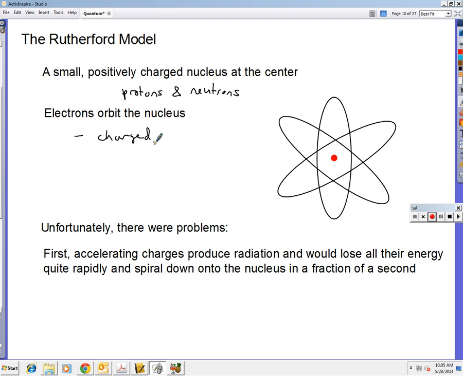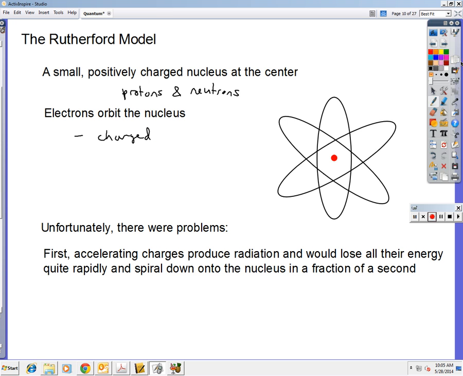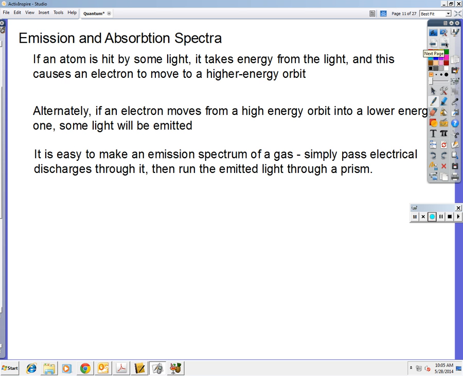And so we know we need something better than that. Quantum mechanics, turns out, will provide that. And now another little bit about emission and absorption spectra. If you take an atom and it gets hit by some light, it takes energy from that light, and that can cause the electron to move into a higher energy orbit. Or if the electron starts in a high energy orbit and moves into a lower energy orbit, some light will be emitted.